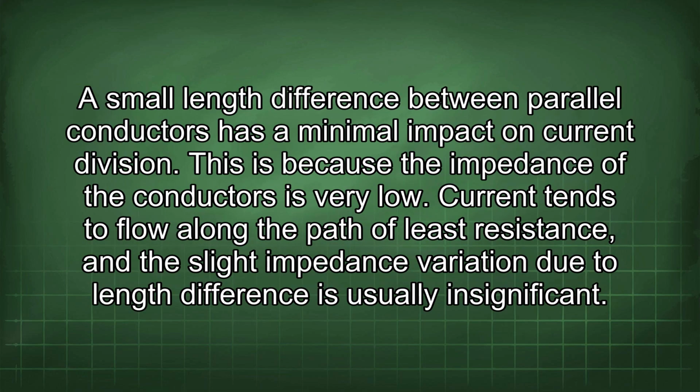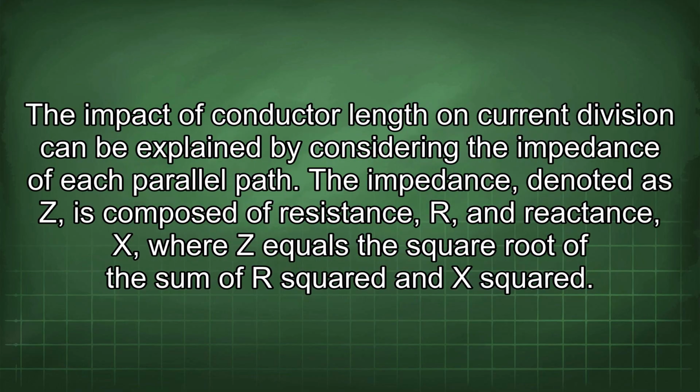A small length difference between parallel conductors has a minimal impact on current division. This is because the impedance of the conductors is very low. Current tends to flow along the path of least resistance, and the slight impedance variation due to length difference is usually insignificant. The impact of conductor length on current division can be explained by considering the impedance of each parallel path. The impedance, denoted as Z, is composed of resistance, R, and reactance, X, where Z equals the square root of the sum of R squared and X squared.